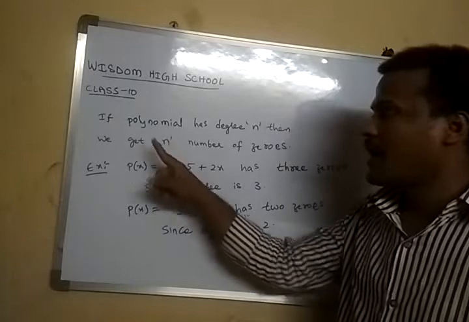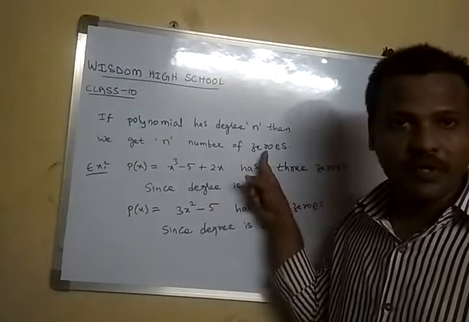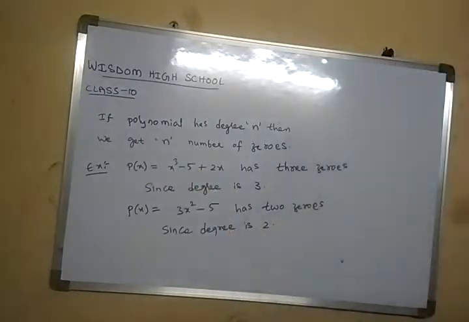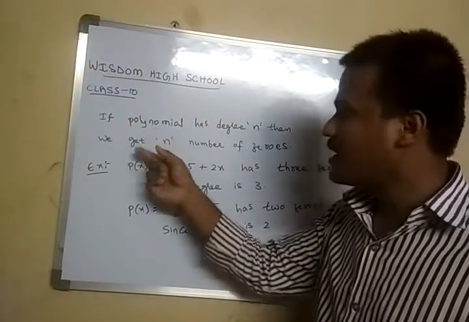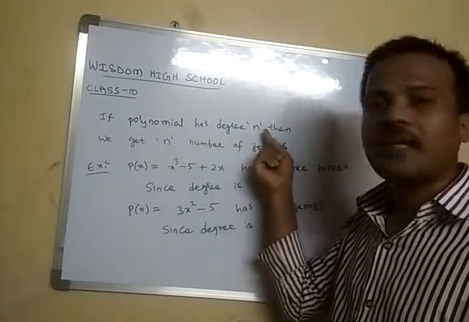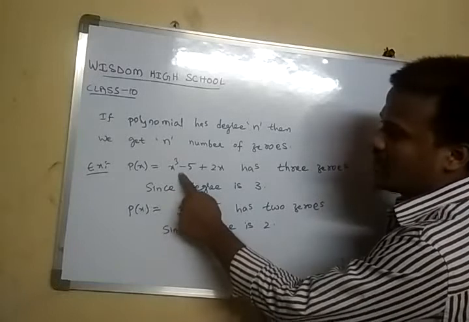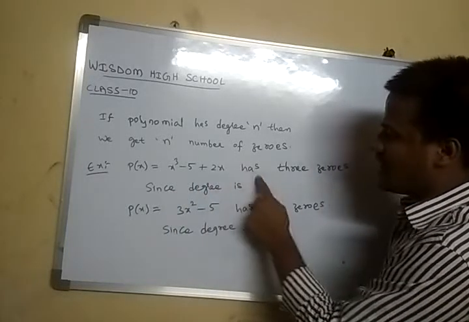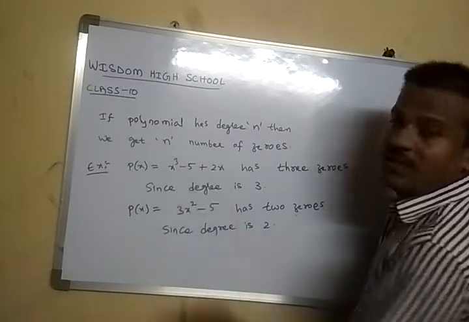Now I am here to explain about the number of zeros of a polynomial. So we get n number of zeros if the polynomial has degree n. For example, if p of x is equal to x cube minus 5 plus 2x, it has 3 zeros. Why? Because the degree of this polynomial is 3.